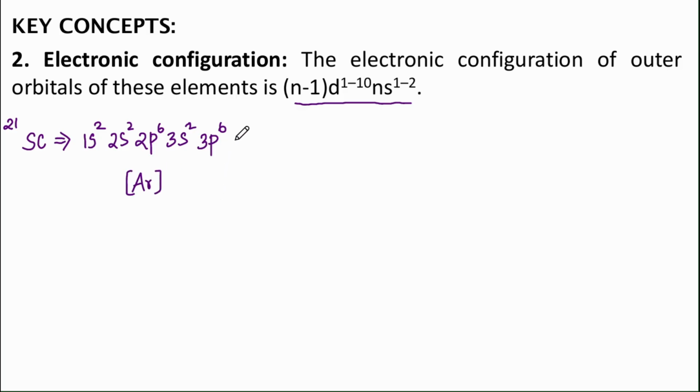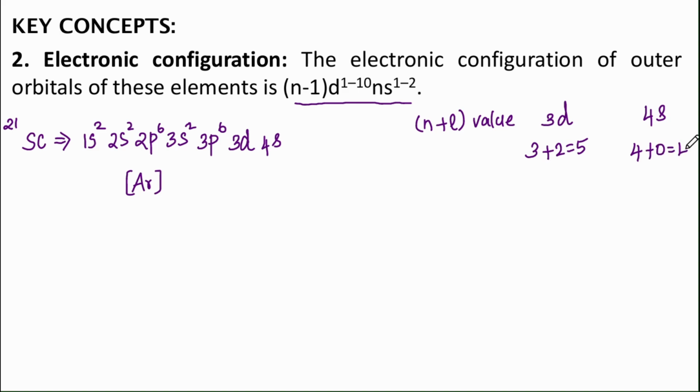After the 3p orbital, you have the 3d orbital and the 4s orbital. Now, we are going to compare the energy of the 3d orbital and the 4s orbital using the n plus l value. The n value of the 3d orbital is 3 and the l value of a d orbital is 2. So, 3 plus 2 equals 5. For the 4s orbital, the n value is 4 and the l value of an s orbital is 0. So, 4 plus 0 equals 4.